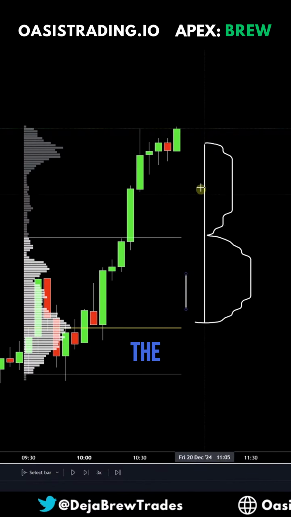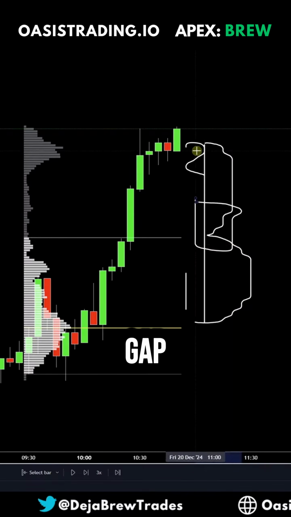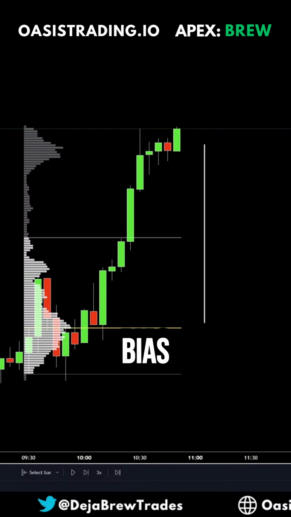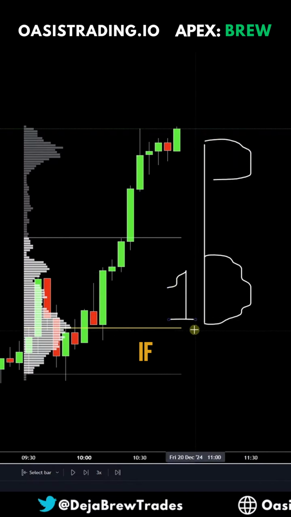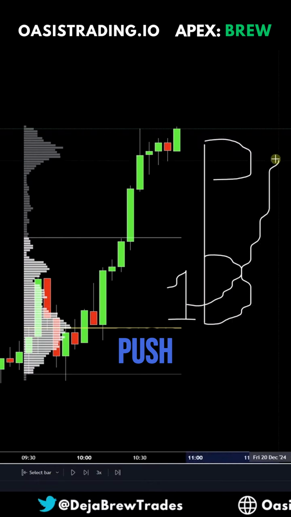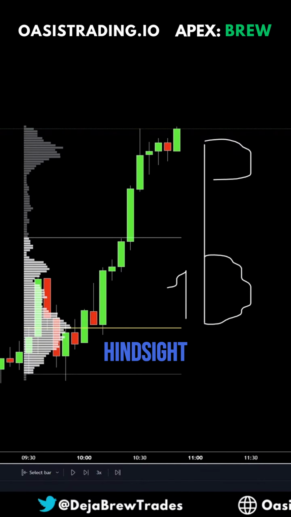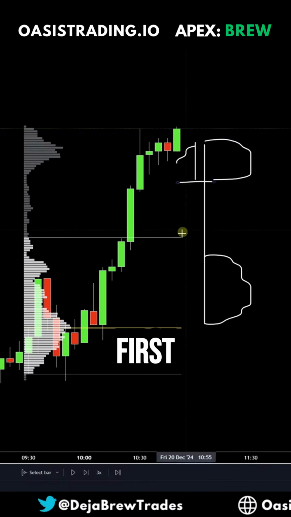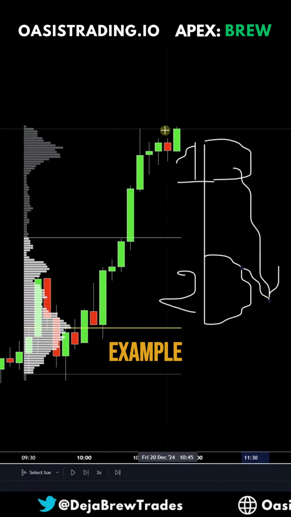Typically, there's one node towards the low and then one node towards the high. And then typically in the middle, you will have single prints or you will have a volume gap. Now, to find your bias, you want to figure out which node was the first node and which node was the second node. So if we started down here, if that was the first node, and then we started to push up, and this is the second node, then obviously that would be bullish. And then in hindsight, if this was the first node and this was the second node, that would be bearish, right? Because value is shifting to the downside in that example.